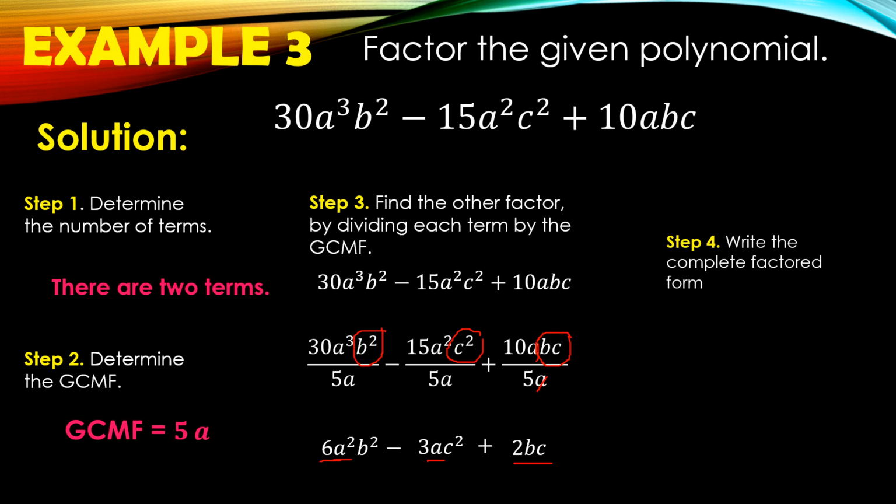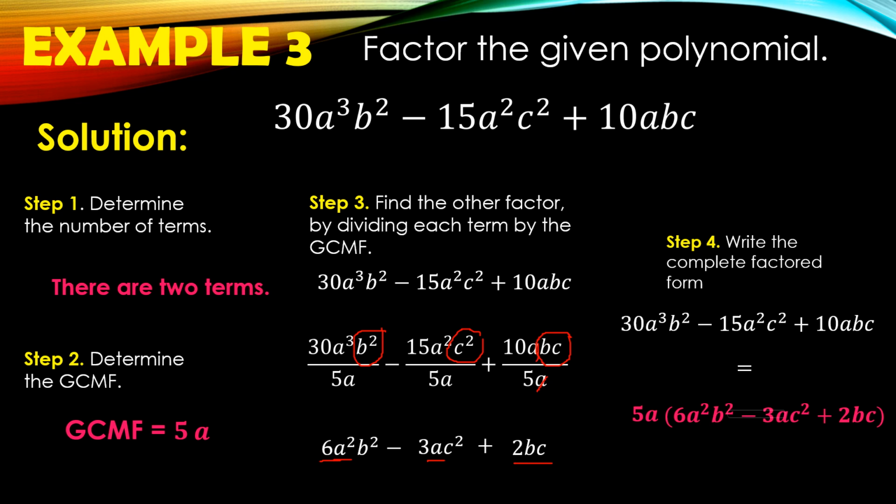Step 4. Write the complete factored form. To write down the complete factored form, copy first the greatest common monomial factor, which is 5a, and then multiply it by the other factor that we solved. So open parentheses 6a squared b squared minus 3ac squared plus 2bc.